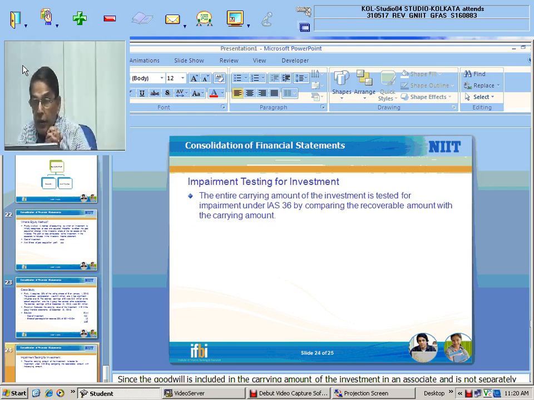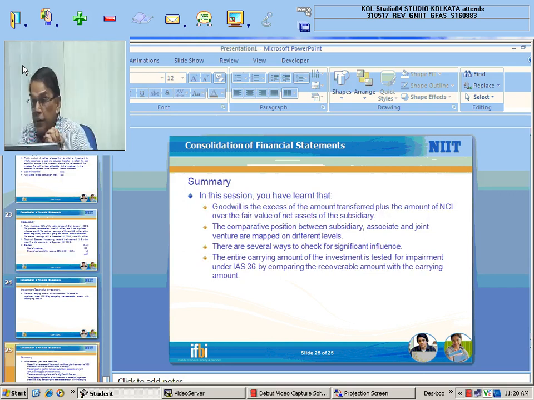So, with this session we are ending the consolidation of financial statements. Here we talked about goodwill, which is the amount transferred plus the amount of non-controlling interest minus the fair value of the net assets of the subsidiary. We have talked about the comparative position between subsidiary, associate and joint ventures. There are several ways to check for significant influence, not only the ownership of 20 to 50% shares, but even a close business relationship or providing essential technical support, etc. These can also be indicators of significant influence.